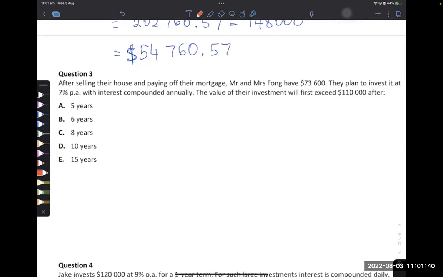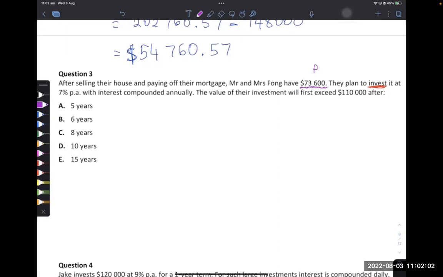So that's our scenario. Just invest. We don't need to write anything for it. We just need to be aware that we're investing, right? Is there any other figure so far that we should underline? Yeah, the money. $73,600. That's how much money you start with. That's your principal. Okay.